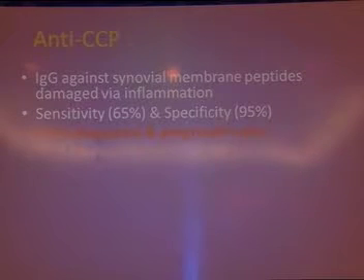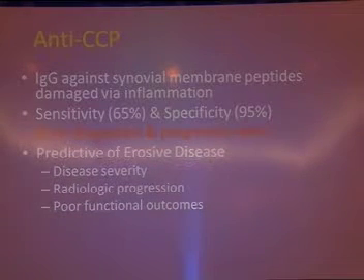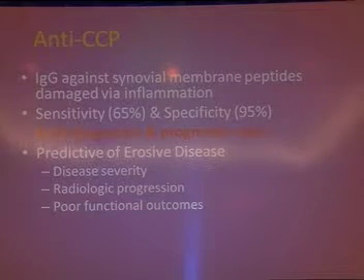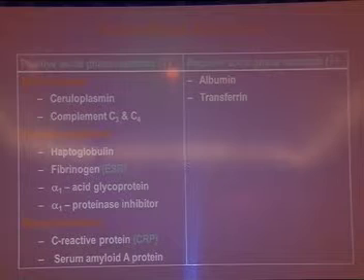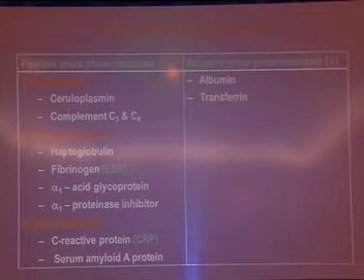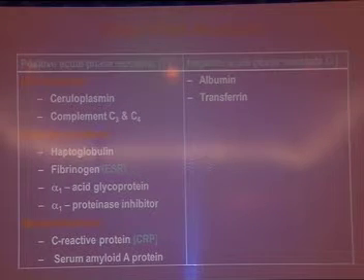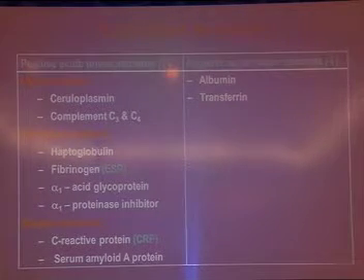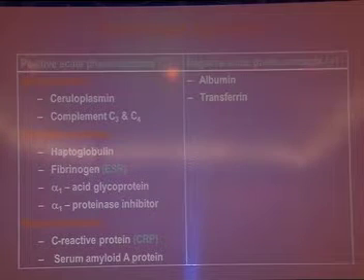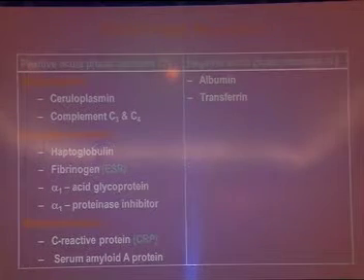Anti-CCP is immunoglobulin against synovial membrane peptides damaged by inflammation. It has got a sensitivity of 65% and a specificity of 95%. It's got both diagnostic and prognostic value, and it is a very important predictor of erosive disease severity, radiologic progression, and a poor functional outcome. Now, the acute phase reactants, they can be positive acute phase reactants, which are raised, and negative acute phase reactants, which go down. Now, the moderate elevation of fibrinogen, ESR, and marked elevation of C-reactive protein.